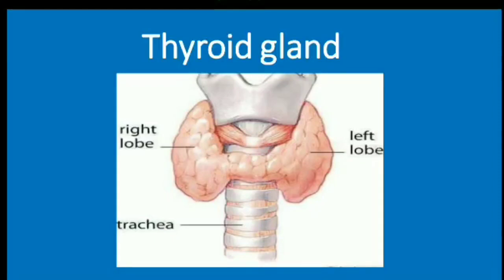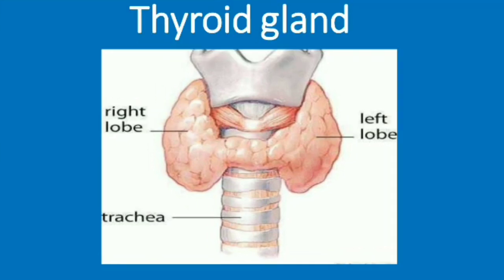Welcome to the session. Today we are going to see about the thyroid gland. This topic comes under chapter 5 in 10th standard biology. The thyroid gland is a type of endocrine gland because it does not have a duct to carry its secretions.